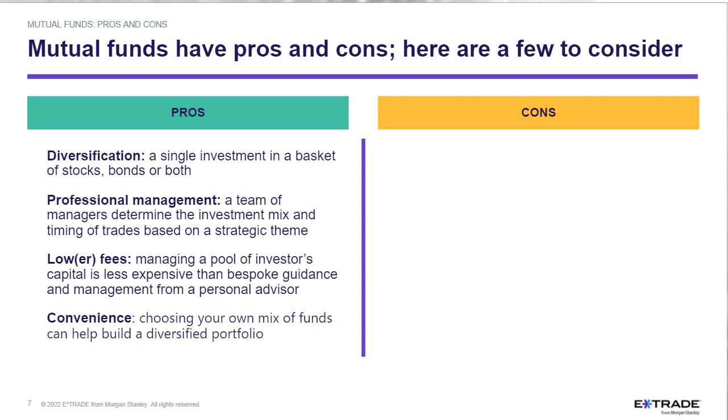And here's another point. It's convenient. Choosing your own mix of funds can simply help to build a diversified portfolio. It's very simple, and I'm going to show you exactly what that looks like. So this is for someone who says, hey, I want to get my money in the market. I don't want to have to learn all the things that you guys teach, but I also don't want to go out and get a financial advisor and pay him or her a higher rate to manage my money, but I want the diversification, the simplicity, and the convenience.